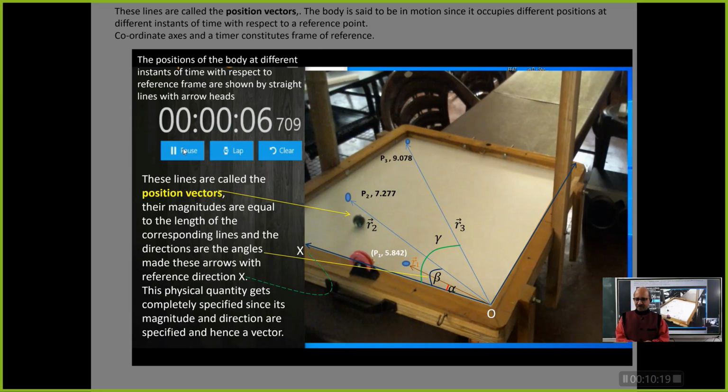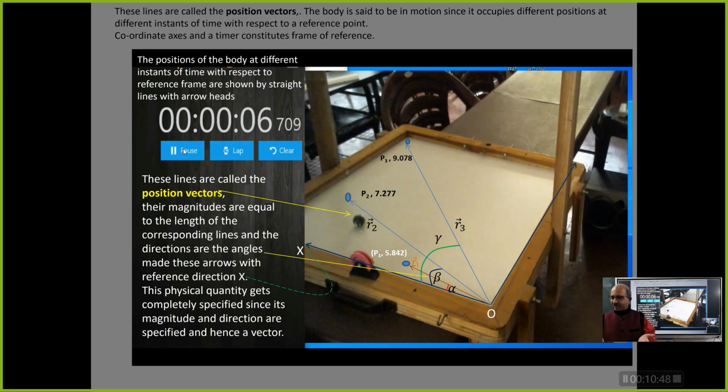So what is the frame of reference in physics? The coordinate axes with respect to time. No, not with respect to time, but with the timer. Understand? I too learned physics the wrong way, and I know most of you make the same mistake I did long ago. So don't do that. Coordinate axes plus the timer becomes the frame of reference in physics. Clear? So this is the total thing.